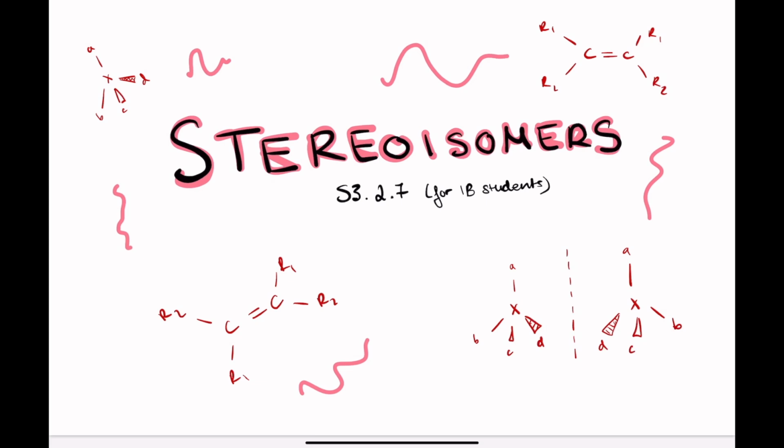It's been a while, and this video is going to be a chemistry topic. In fact, it's going to be stereoisomers, and this is structure 3.2.7 for IB students. But if you're not an IB student, you can also, of course, watch if you're just curious or if you're learning for another curriculum, because most of the time these things overlap.